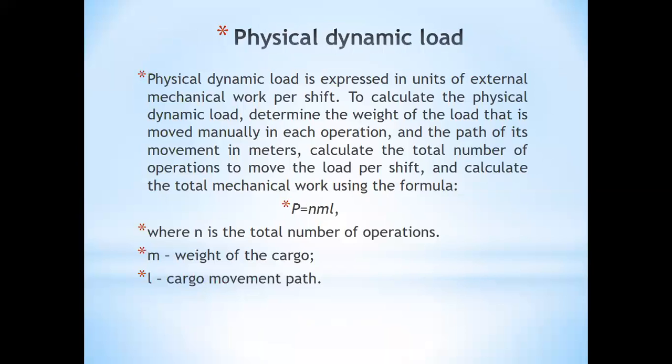Physical dynamic load is expressed in units of external mechanical work per shift. To calculate the physical dynamic load, determine the weight of the load that is moved manually in each operation, and the path of its movement in meters. Calculate the total number of operations to move the load per shift, and calculate the total mechanical work using this formula. Here N is the total number of operations, M is the weight of the cargo, L is the cargo movement path.